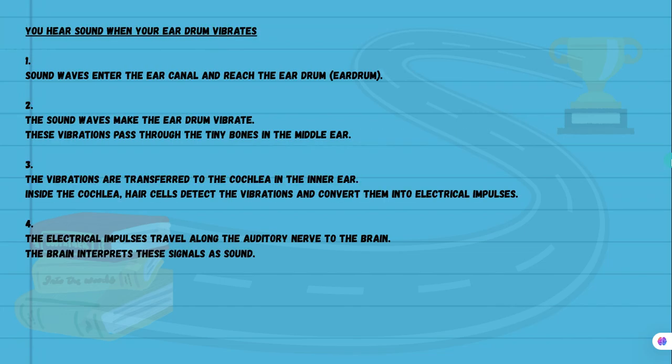You hear sound when your eardrum vibrates. Sound waves enter the ear canal and reach the eardrum. The sound waves make the eardrum vibrate. These vibrations pass through the tiny bones in the middle ear. The vibrations are transferred to the cochlea in the inner ear.